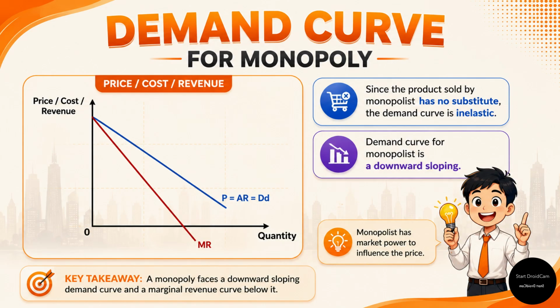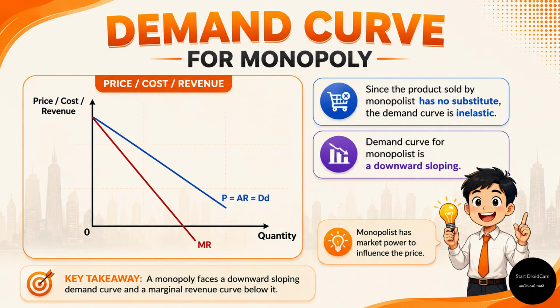Now let's look at the demand curve faced by a monopoly. Notice first that the demand curve slopes downward from left to right. Because the monopolist is the only seller, the firm's demand curve is also the market's demand curve. As shown on the slide, the demand curve is represented by P equals AR equals D.